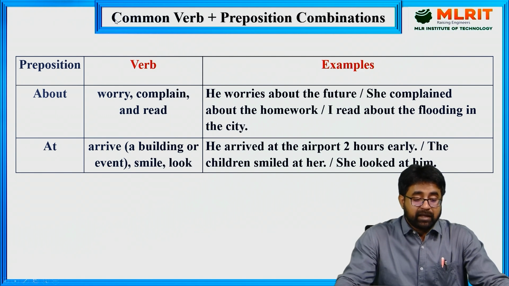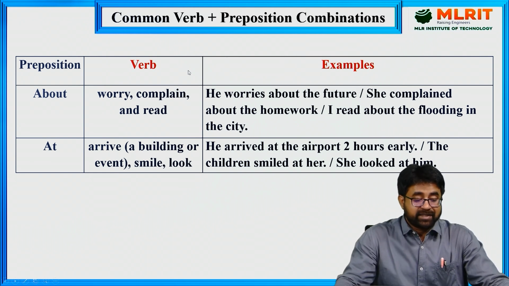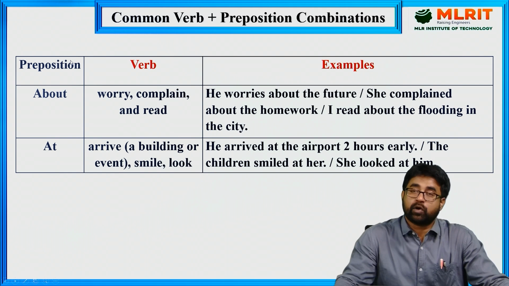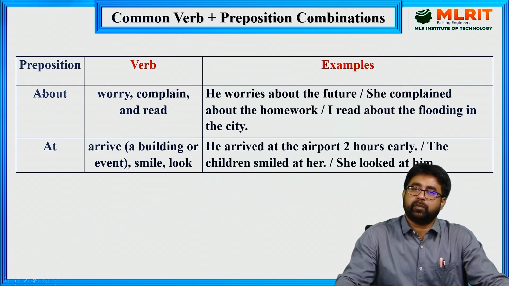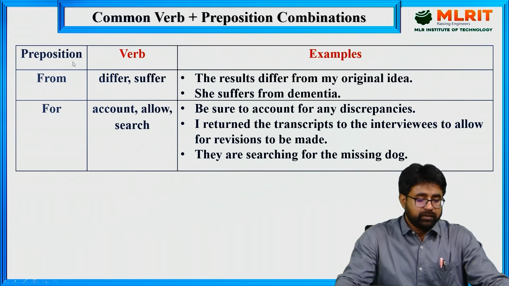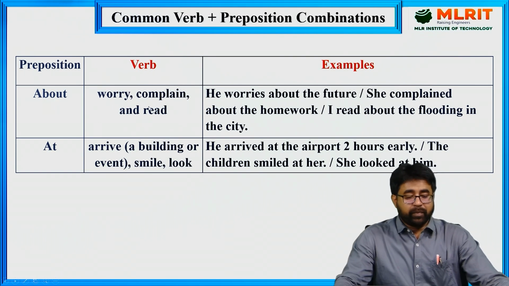Now let's see certain common verb and preposition combinations. As I told you in the first part of the lecture, I will be talking about certain verbs that always take certain prepositions. When we are talking about these two prepositions, about and at, you can find certain verbs that always take them. For example, worry, complain and read. These three verbs will always take this particular preposition, about, in most cases.